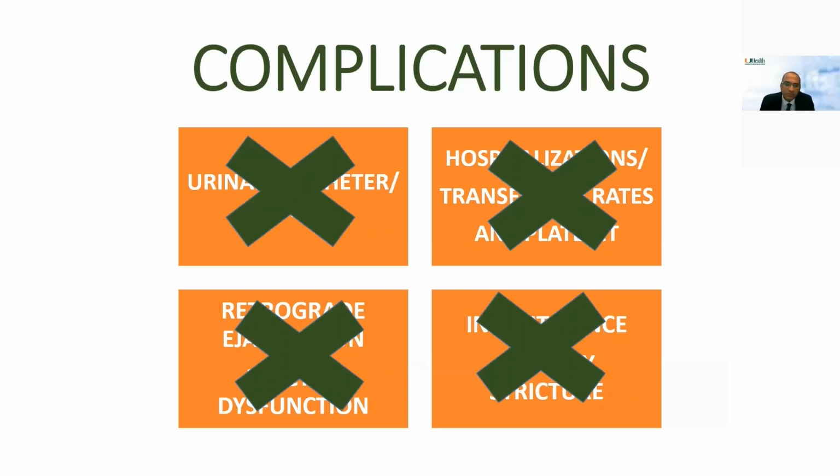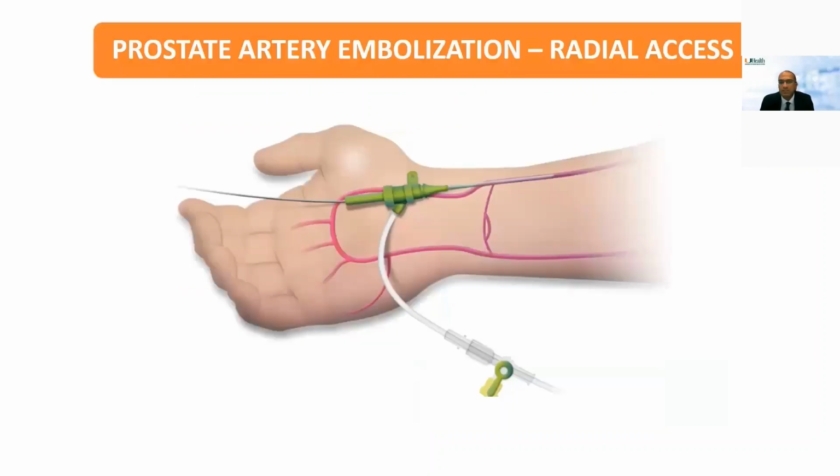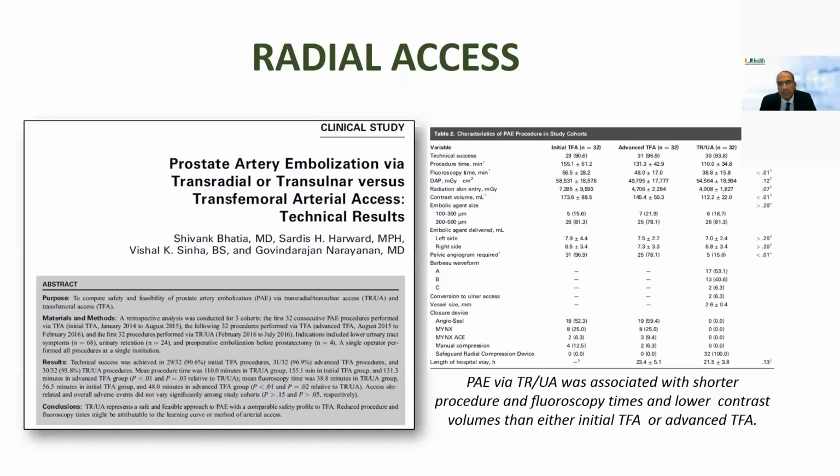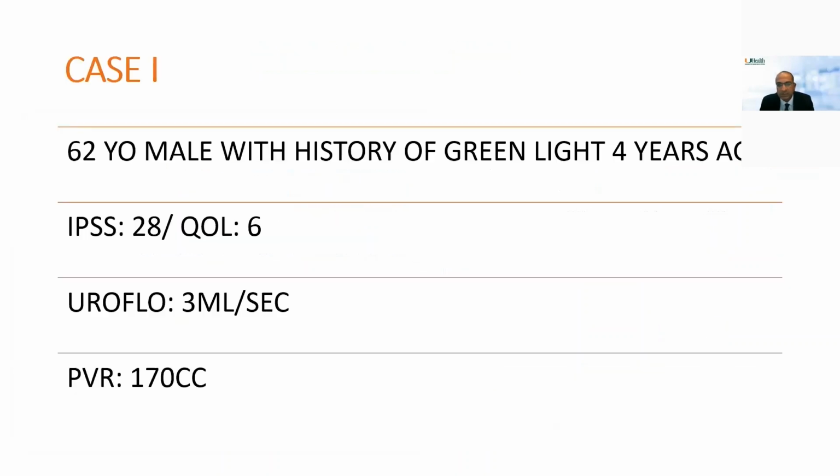So none of those things really exist with prostate embolization. I did mention briefly about radial access. We converted to radial access in 2016, and now we are probably the largest series of radial access prostate artery embolization in the world. We published and tried to set the tone that radial access is extremely safe and can be used as a frontline access for prostate embolization.